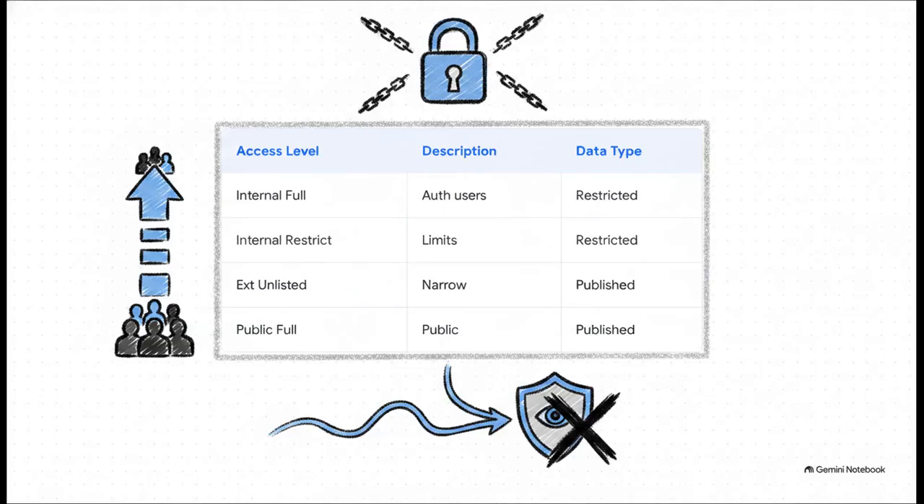And a huge piece of that governance puzzle? Access. You absolutely have to define strict user access levels. We're talking everything from internal full access for restricted line-level data, all the way down to public full for published aggregates. You have to know who is allowed to see what before you ever visualize a single metric, especially if you're dealing with sensitive information.